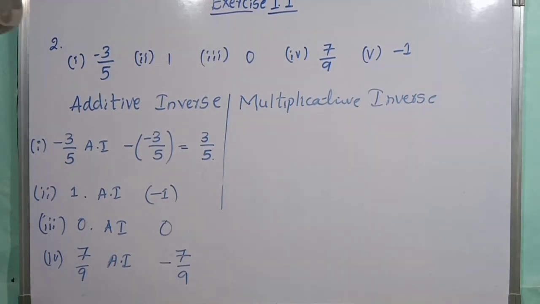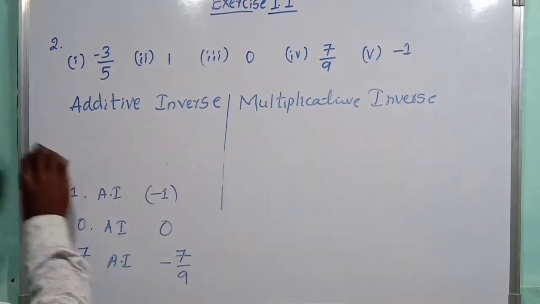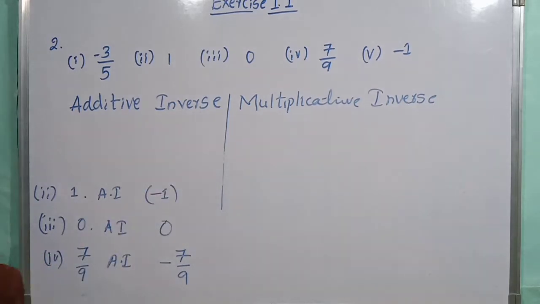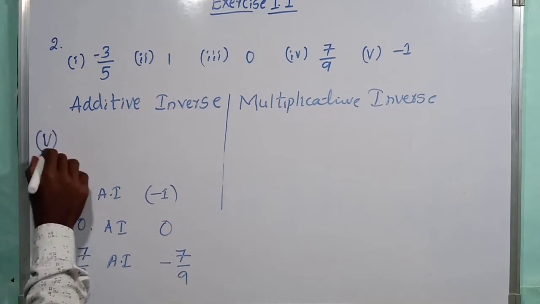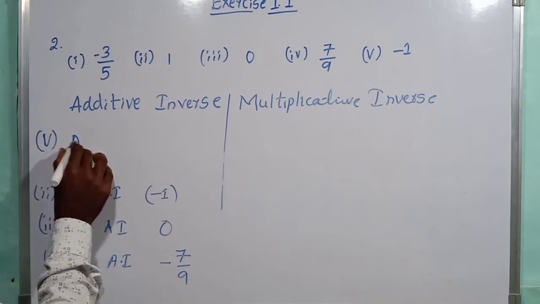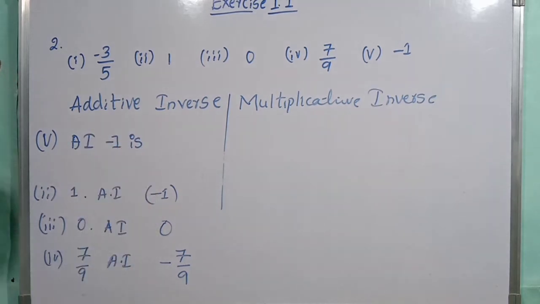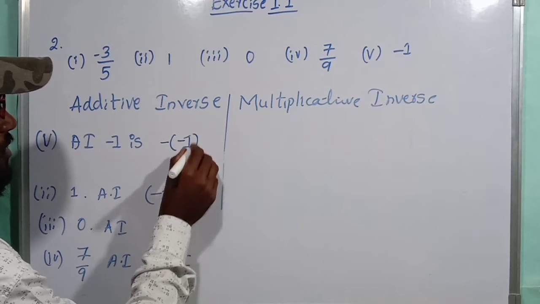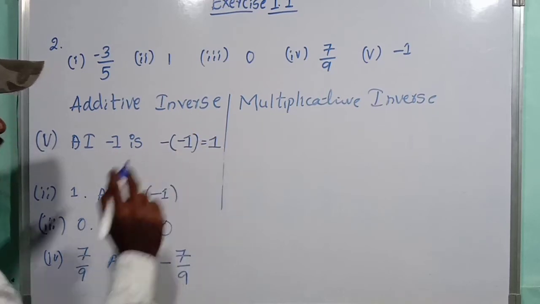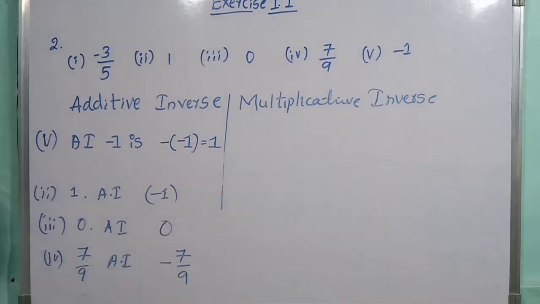Now multiplicative inverse of minus 1. Shall I rub the first one? Okay. Fourth one is completed now. Fifth one, additive inverse of minus 1. What is additive inverse of a? Minus a. So minus of minus 1 is equal to plus 1. Minus minus going to cancel. So the additive inverse of minus 1 is plus 1.